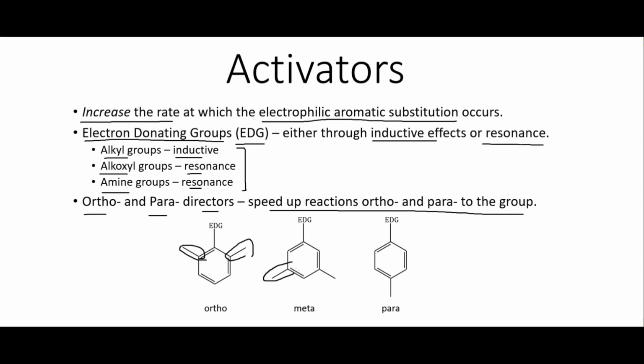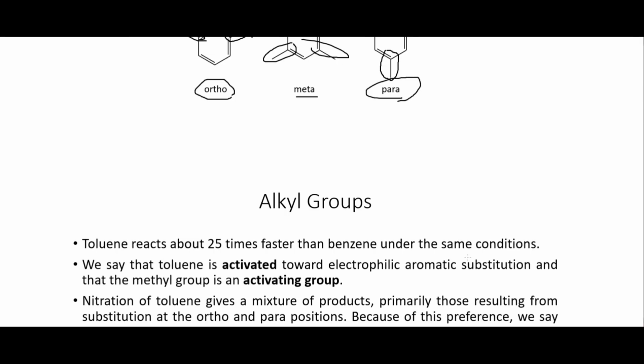Meta is when it's just one further away right here, and para is when it's exactly opposite of the group there. And so what we're going to see is we're going to end up with more of the ortho and more of the para products than less of the meta products. First, we'll look at these alkyl groups.